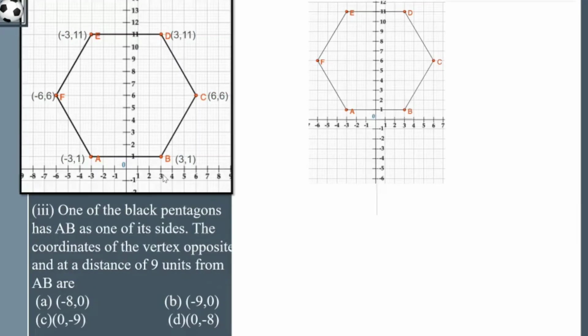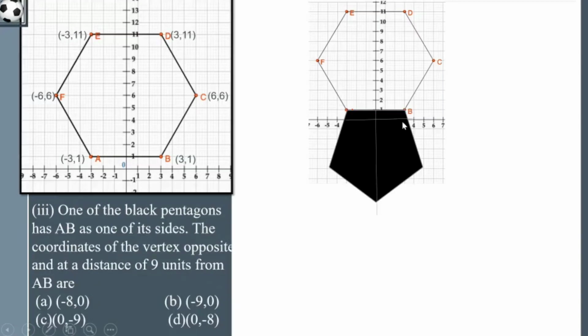I have the hexagon given to me. Along with that, I need to put a pentagon which is having AB as one of its sides. So let us try to do that. So this is the pentagon done.